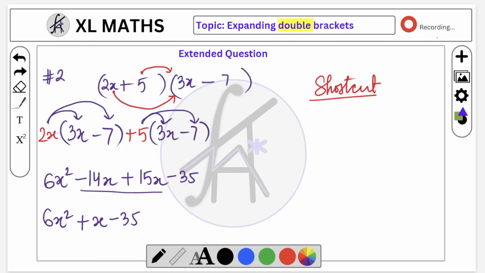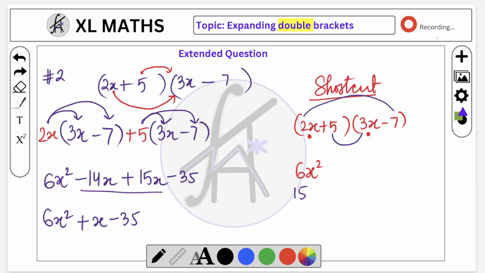You can just comment if there's something you're not understanding or you need more assistance with these types of questions. So we have the first bracket 2x plus 5 and the other bracket 3x minus 7. What we do first is take the terms with x and multiply them together. So 2 times 3 is 6 and x times x is x squared. Okay, now let's take the closer numbers, like 5 times 3 and 2 times minus 7. So what is 5 times 3? It is 15. 2 times minus 7 is minus 14.